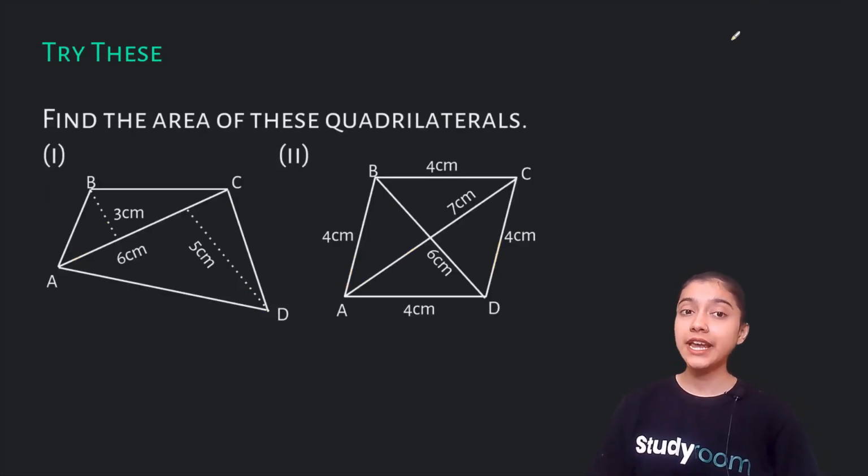Now let us try finding the area of these quadrilaterals that have been given to us. So first on the list is this quadrilateral ABCD. The diagonal AC has been joined such that it is divided into two triangles.